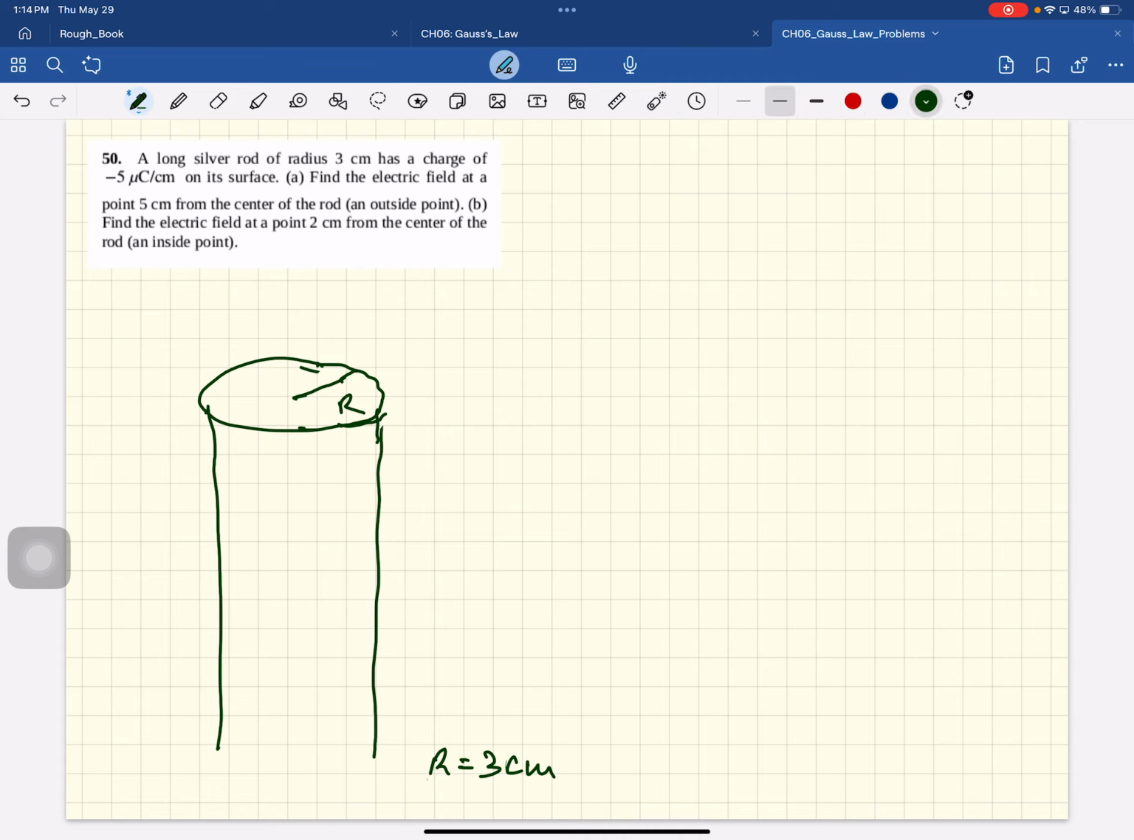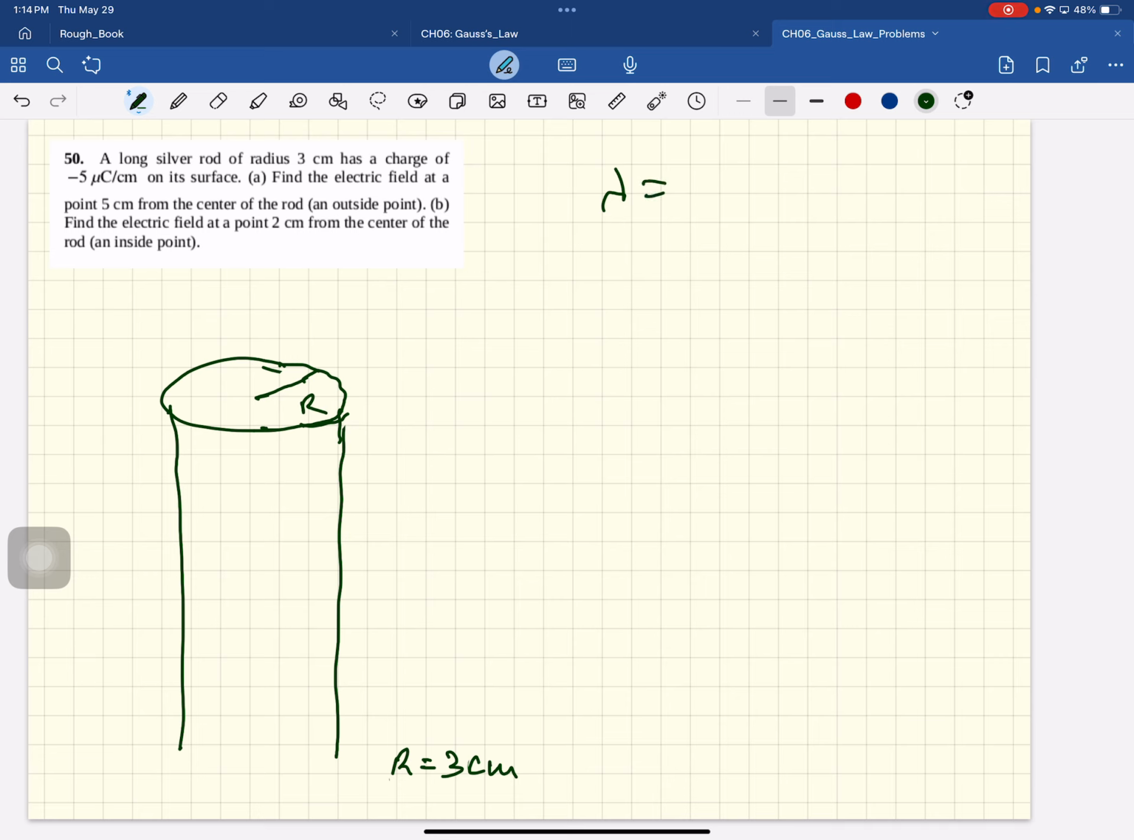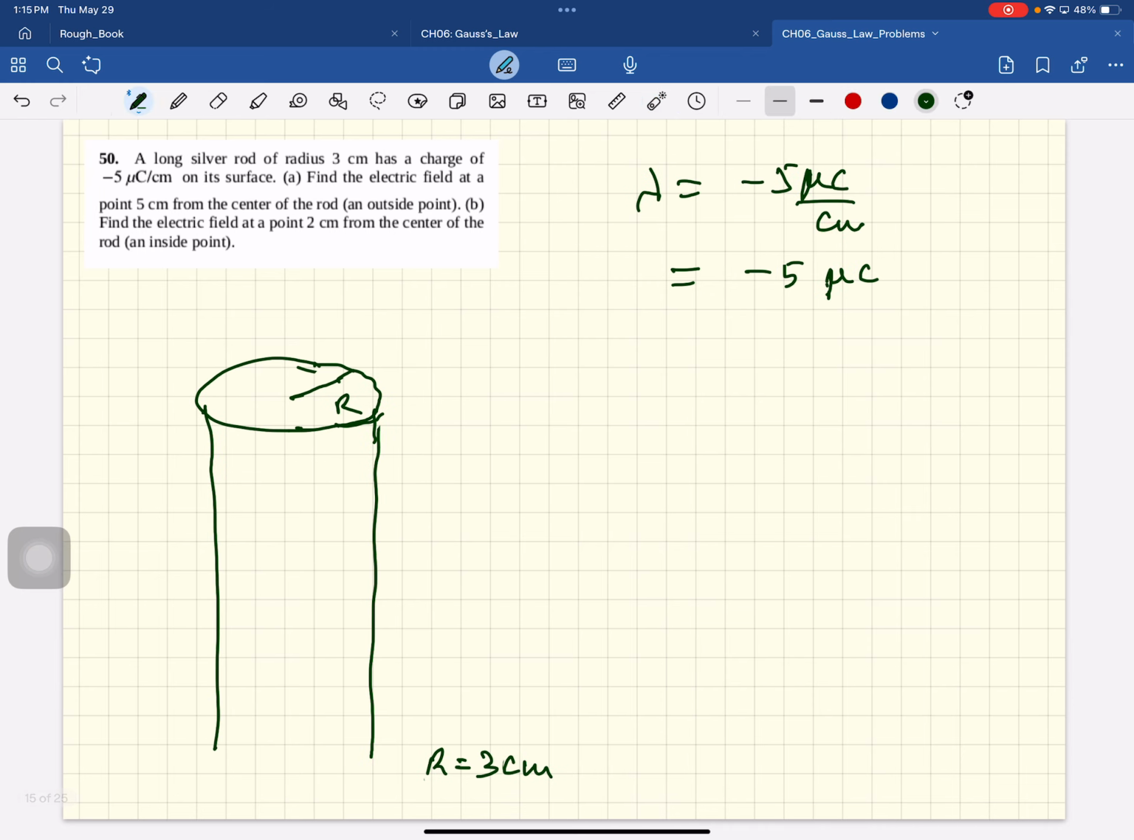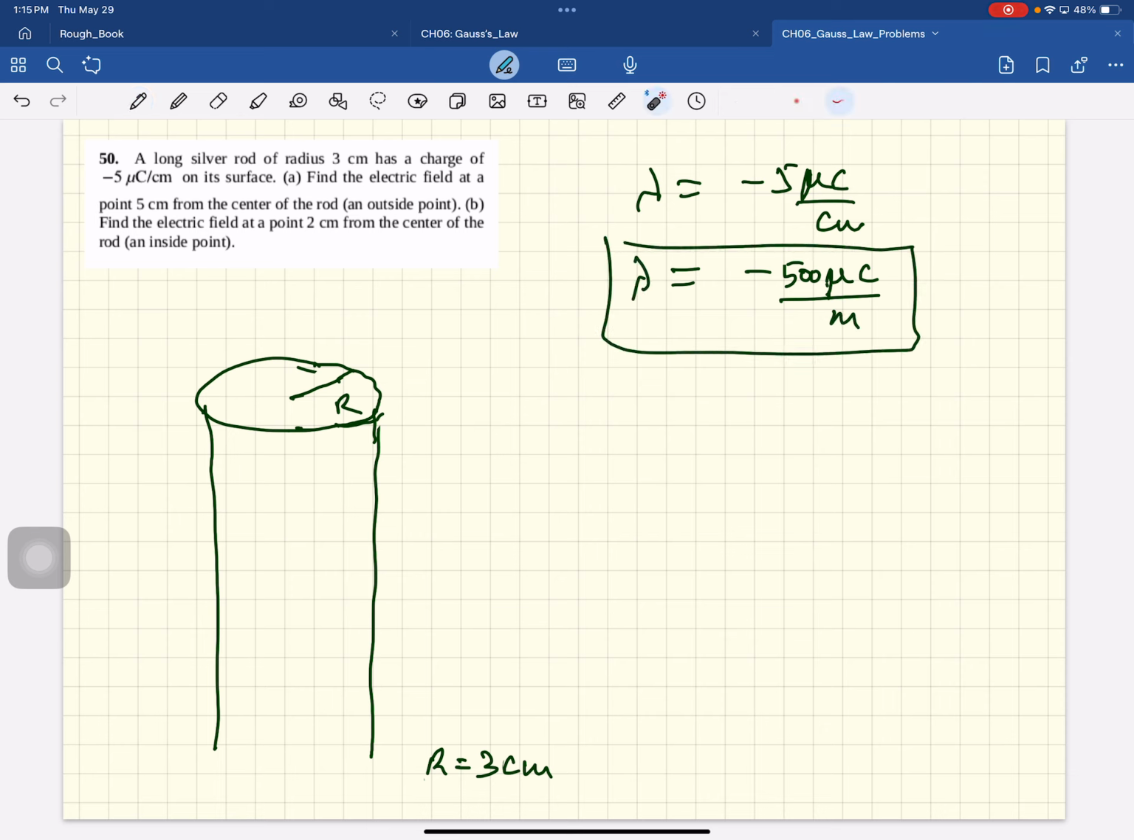So micro lambda is minus 5 microcoulombs per centimeter, and we'll convert this. A centimeter is 10 to the minus 2, so that's 500 microcoulomb per meter. Okay. Find the electric field at a point 5 centimeters from the center of the rod. So we're finding the electric field. This is 5 centimeters.